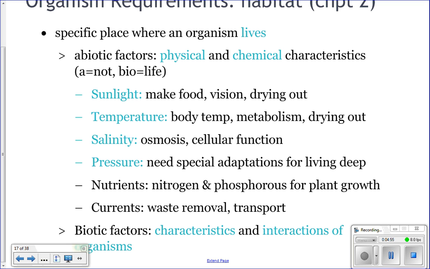But you're also going to have biotic factors. Those are the living things that are found in that area. And so you're going to get interactions between these organisms that will affect the living things. So like predation, if the animal is getting hunted by something, or competition between animals for food, those are going to be biotic factors. So when you get both abiotic and biotic factors combined, you get the habitat of an organism.